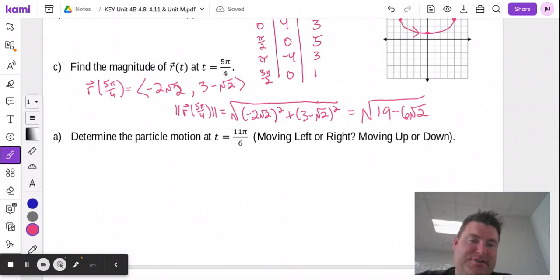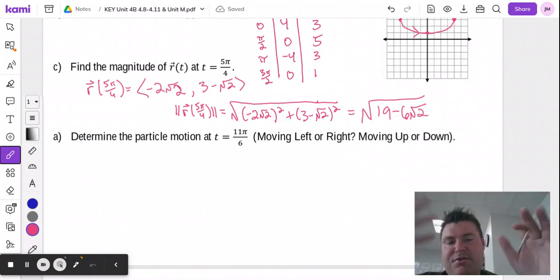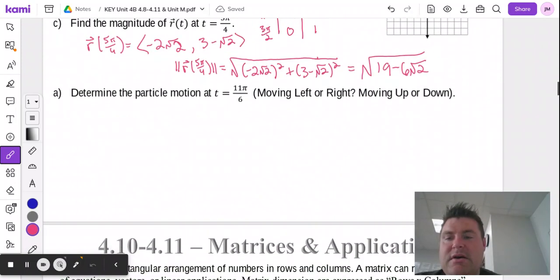Don't know what that represents. Couldn't tell you. If I'm guessing, I don't know, root 2 is like a little over 1.5 times 6. Just call it 10-ish. Makes it easier. 19 minus 10 is like 9-ish, which is about 3. So it's about 3-ish.